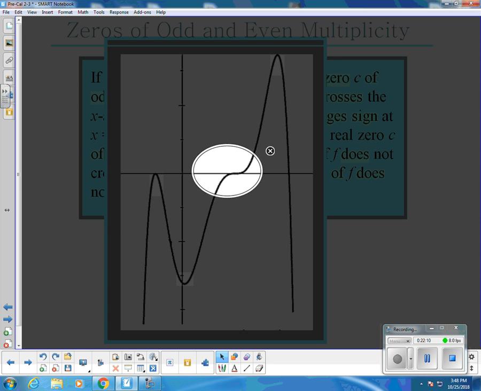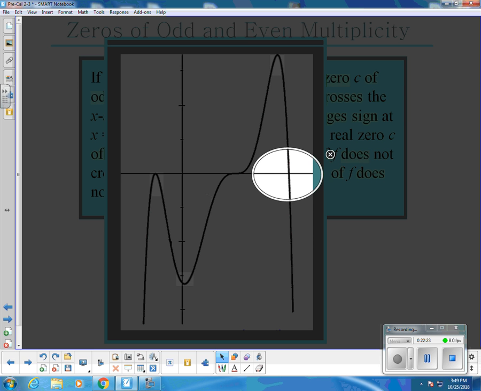It's curving a different direction above and below the x-axis. That's an odd multiplicity of 3 or higher, so it would be a cubic or 5th degree or 11th degree or whatever. And if it simply crosses like that, just cuts it, that means there's no multiplicity. It's not a multiple root. It's just one simple root.